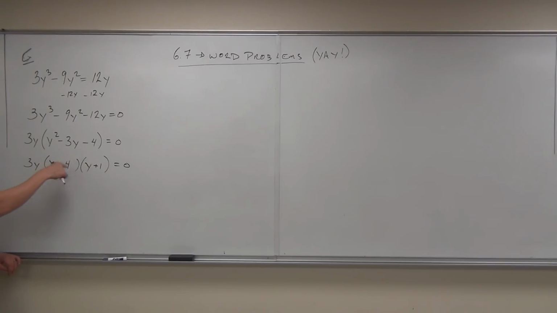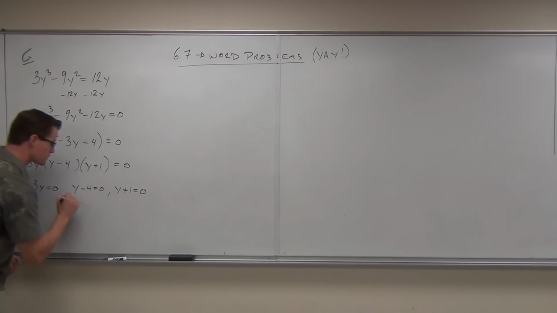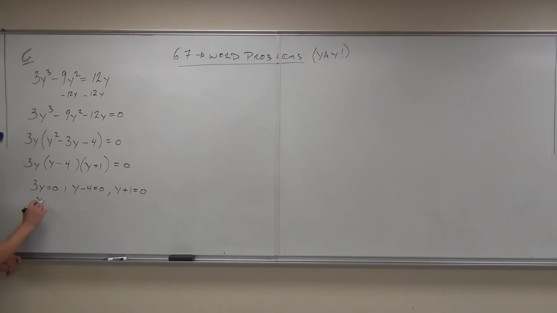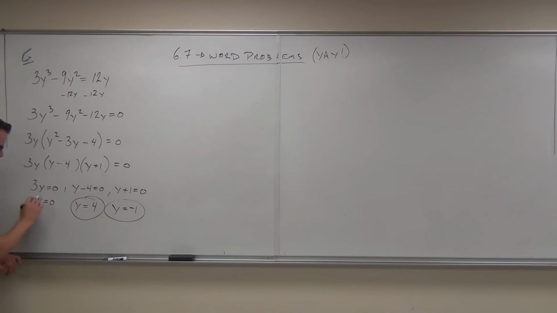Let's double check it. It works. We'll have 3y equals 0. We'll have y minus 4 equals 0. And we'll have y plus 1 equals 0. Because we got those three factors, each of which has a variable in it, that we need to figure out a solution for. If we do some very simple math, basic math, we get negative 1, positive 4, and 0.